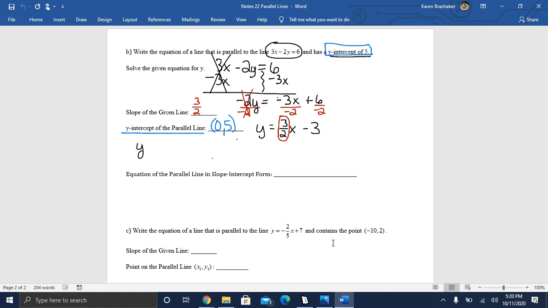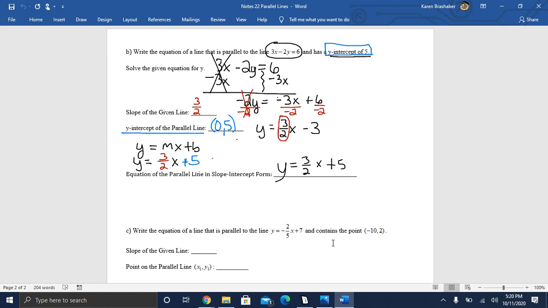So I now have a slope and a y-intercept. I can use my slope-intercept equation, y equals mx plus b, and I can substitute in. So I'll have y equals, and remember I want to use the same slope because I have a parallel line. So 3/2, and then x, and my b, my new y-intercept is plus 5. And so your final answer, y equals 3/2 x plus 5.